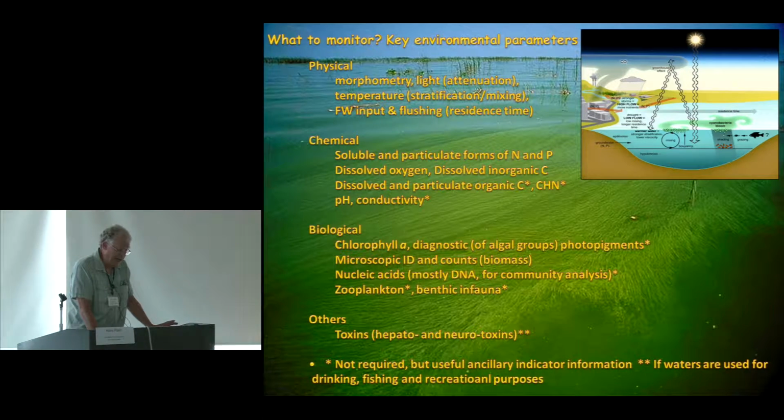Okay, chemical parameters. The soluble forms of nitrogen and phosphorus are incredibly important. Those are real basic kinds of things that we need to measure in these systems and look at the changes that are occurring. Dissolved oxygen, dissolved inorganic carbon, and then we get to more specific forms of organic carbon and nitrogen and phosphorus. And I've starred those as being parameters that are not absolutely essential, but they're very good parameters to have as we measure the condition of the system and whether it's improving or not.